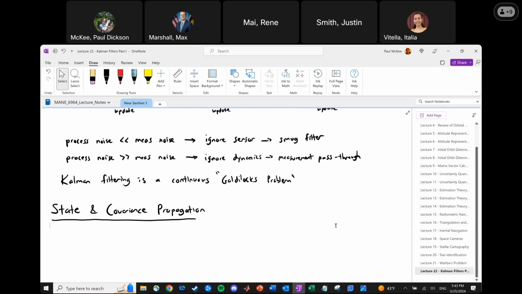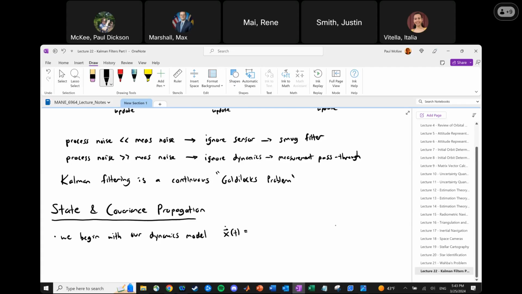All right, cool stuff. So we're going to go as far as state propagation, and then we might take a little break. That might be good. So we will begin with our dynamics model. And so that would look like this.